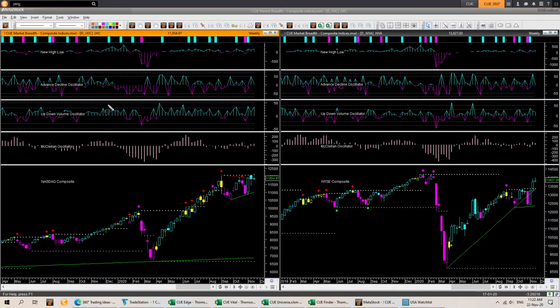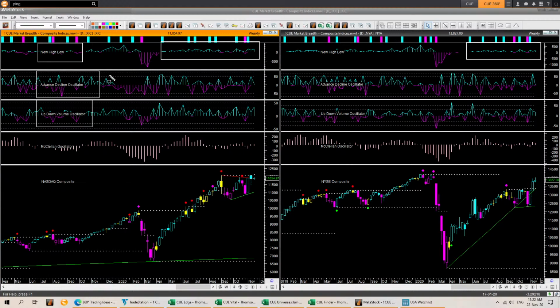What is more reliable in my view, and I'll explain why, is advanced decline oscillator and to a lesser extent up down volume oscillator, and also new high low. Usually new high low is also an effective indicator. However, nowadays the stocks that are at the very high price level, they seem to be holding on to their price gains. That's why the new high low is not coming down so much.